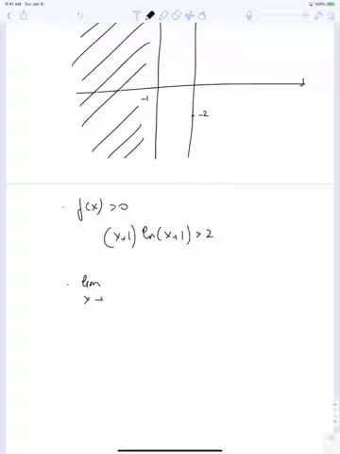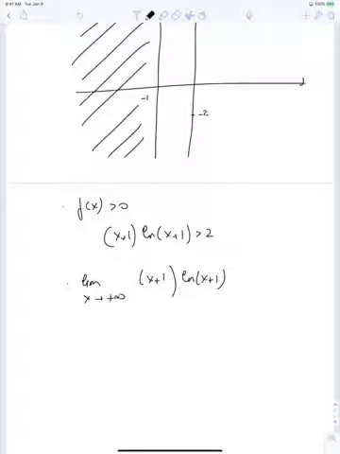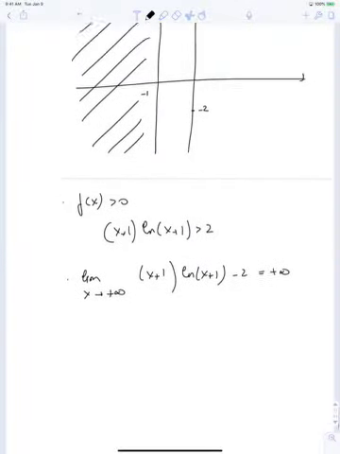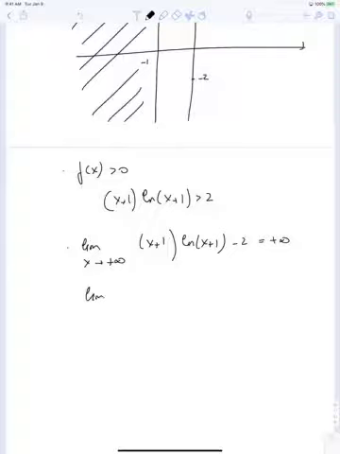The limit for x that goes to plus infinity, this is the easy one, because the function is x plus 1 times log of x plus 1, minus 2. So this goes to infinity, and this goes to infinity, so the product goes to plus infinity. But then we also want to study the limit for x that goes to minus 1. And we can only get to minus 1 from the right.